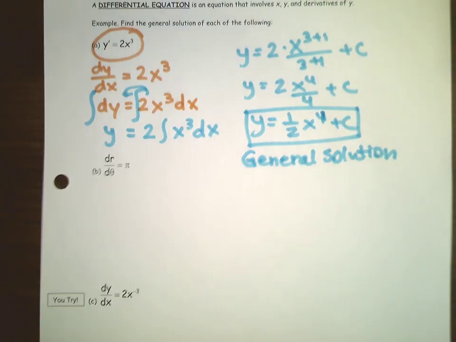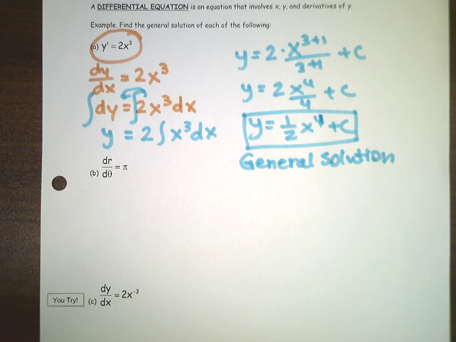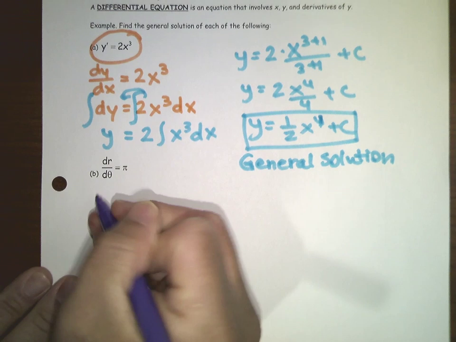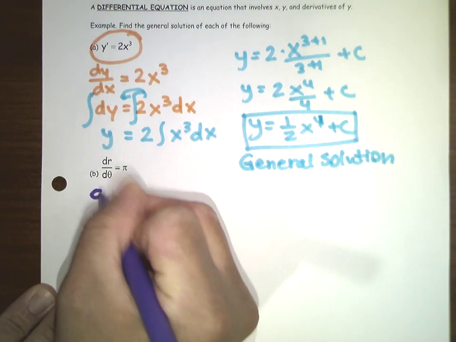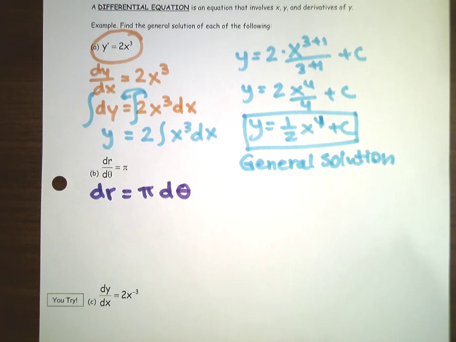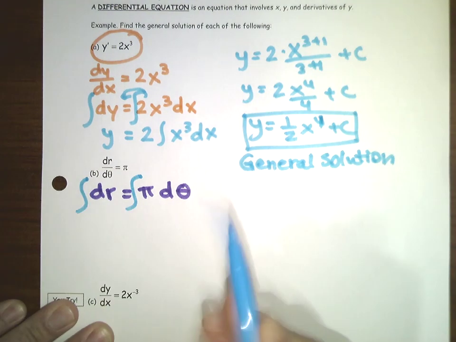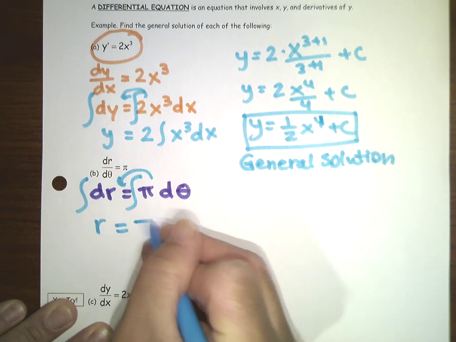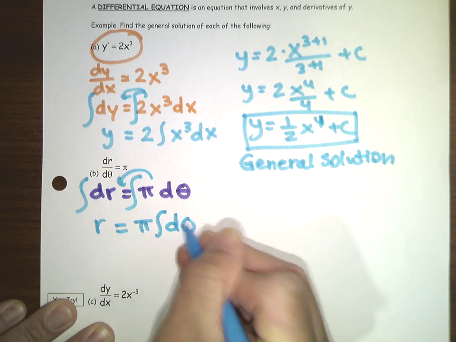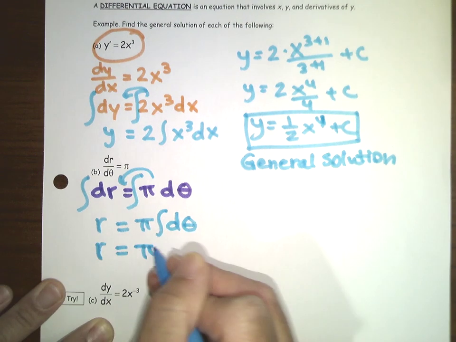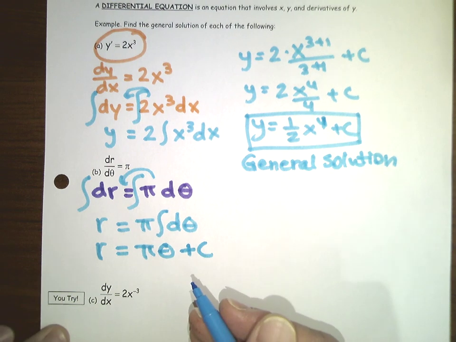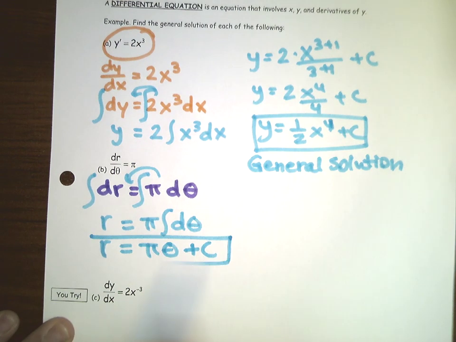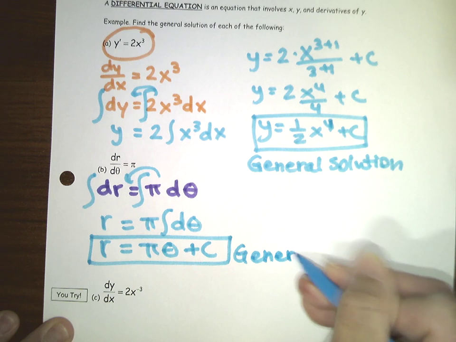Here is another example. dr d theta is equal to pi. I want to rewrite this in differential form, so I'll multiply essentially by d theta. So dr is pi d theta. Then just like before, I'm going to take the integral on each side. The integral of dr is r, and the pi can be brought in front because it's a constant. So pi integral of d theta, and the integral of d theta is theta, so pi theta plus c. So this is the general solution.